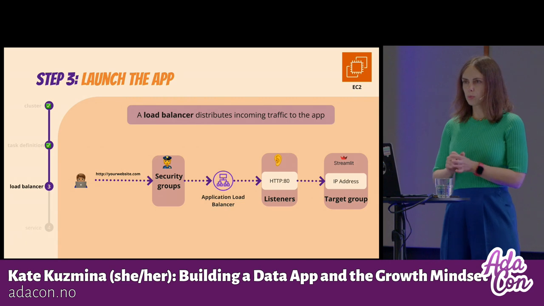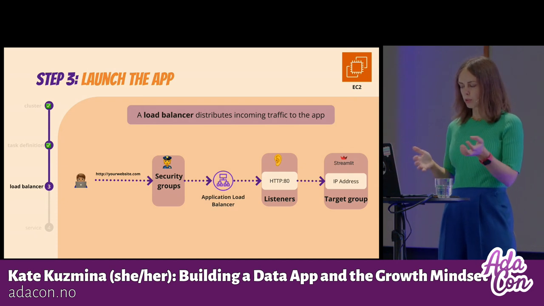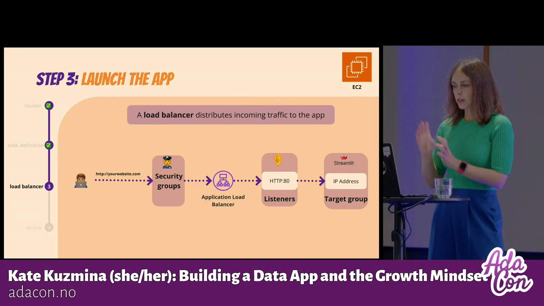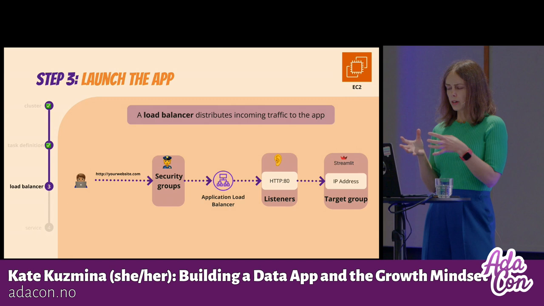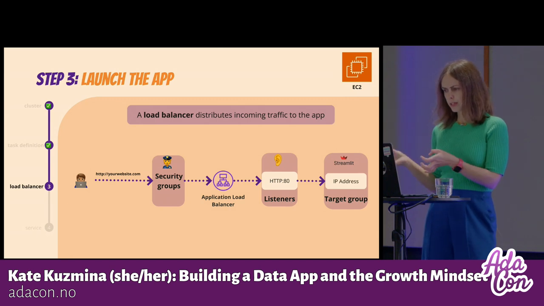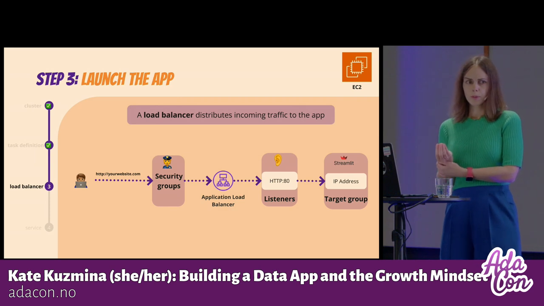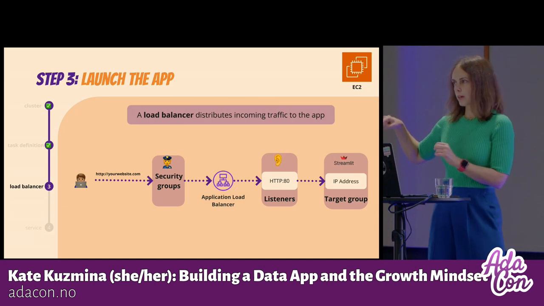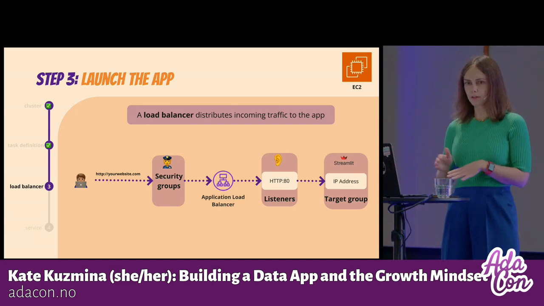You can define what type of data can be exchanged between your application and users, and what ports can be accessible to specific users or specific ranges of IPs. And then listeners, so this is where we define what protocol we use for the data exchange. At this moment, we can choose only HTTP. It's not encrypted, it's not secure, but we will make it secure later. So we just need one more step to make it secure. At this point, it's OK.